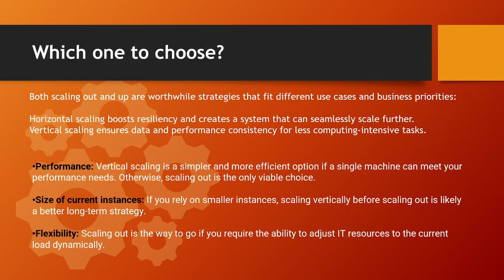Size of current instances. If we rely on smaller instances, scaling vertically before scaling out is likely a better long-term strategy. If we already have one small server, it's better to increase the capacity of that server before we try to replicate it. Flexibility. Scaling out is the way to go if you require the ability to adjust IT resources to the current load dynamically. Scaling out means horizontal scaling. So it says that if we want our resources to adjust dynamically as per the load, then we should prefer scaling out, and that is horizontal scaling.